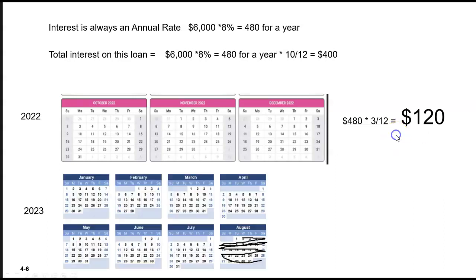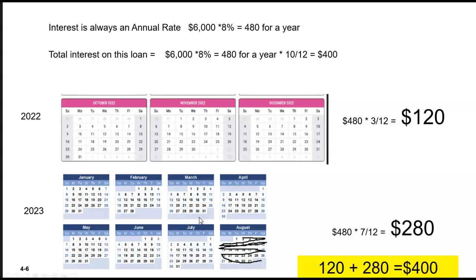If we think about 2023, we're going to use it January, February, March, April, May, June, July, or 7 months, and then pay it back August 1st right here. Well, the cost of using it for 7 months is $280. So if you put those two amounts together, it comes out to that $400. So we're basically splitting the total cost between these two time periods.